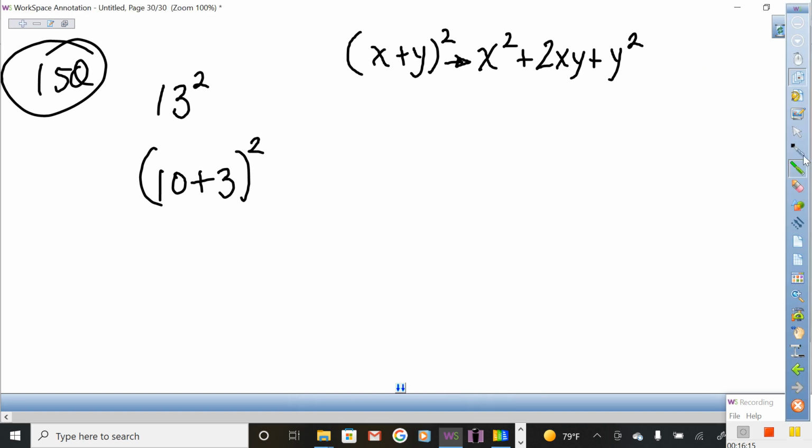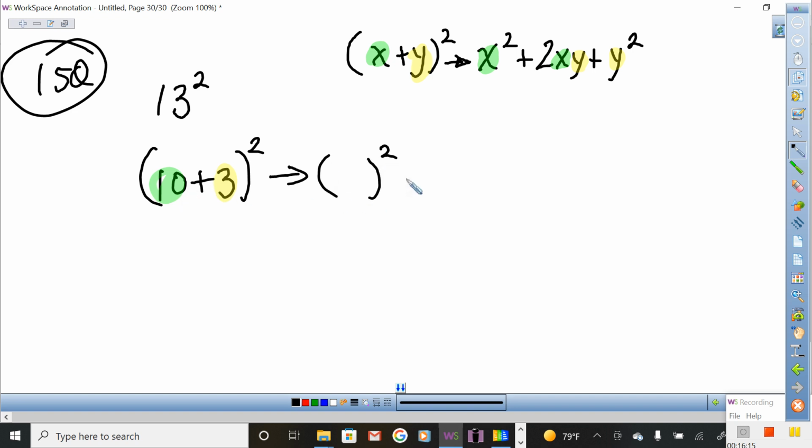So what does that mean, Mr. Q? That means that x, I first write it squared, and then I multiply 2 times x. Then the y, I multiply 2 times x times y, and then at the end, y squared. However, now instead of those, what do I have? Instead of y, I'm going to have 3, and instead of x, I'm going to have 10. Which means I'm going to follow this pattern by using these numbers.